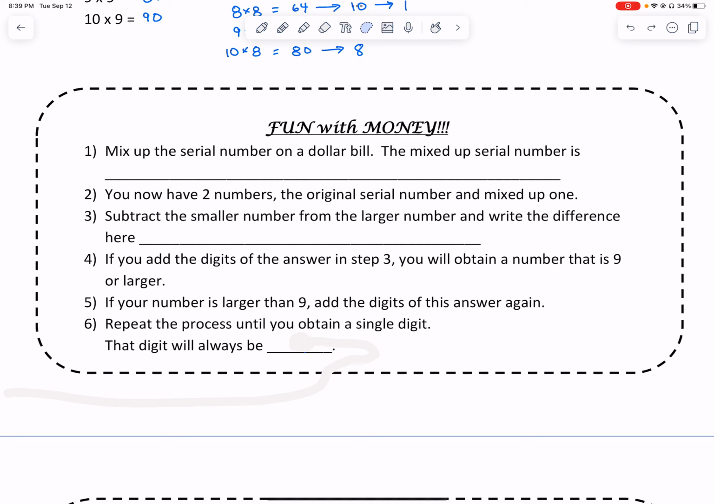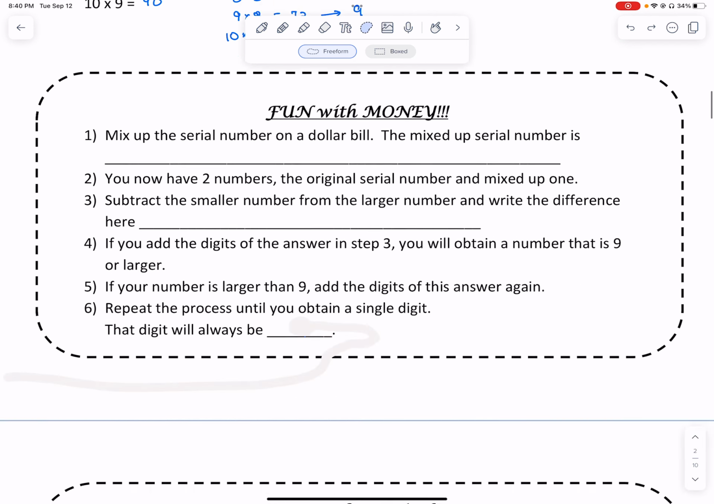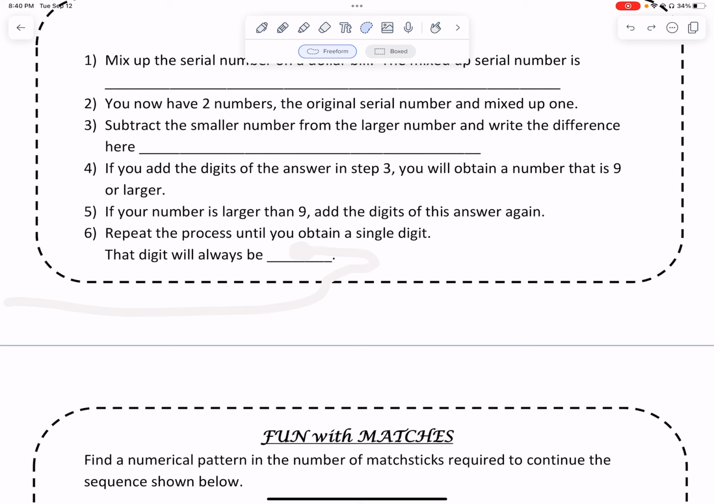And then you're going to add up all those digits, and you're going to get a number that is 9 or bigger. If your number's bigger than 9, then add the digits of that answer like we did here. I added them and I got something that was bigger than 9. It was 2 digits, right? So then I'm going to add it again, and you keep doing that until you get down to one single digit. And that digit will always be 9. Is that not cool?